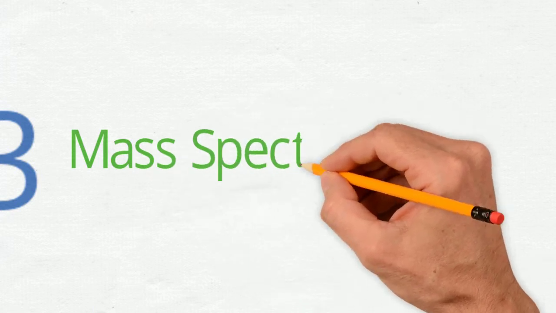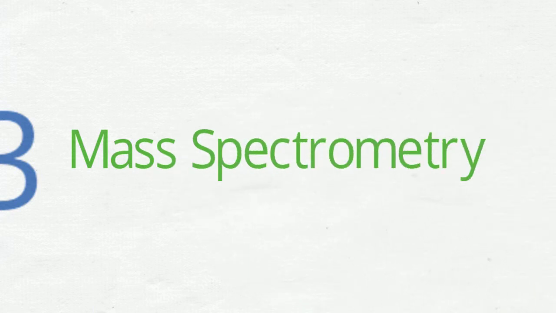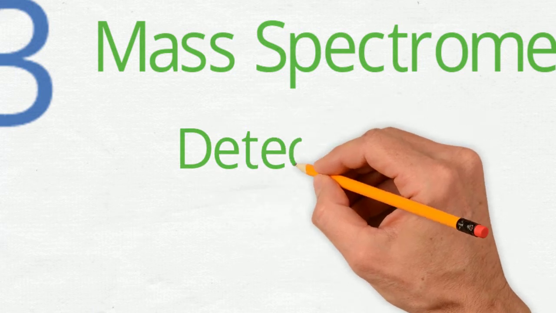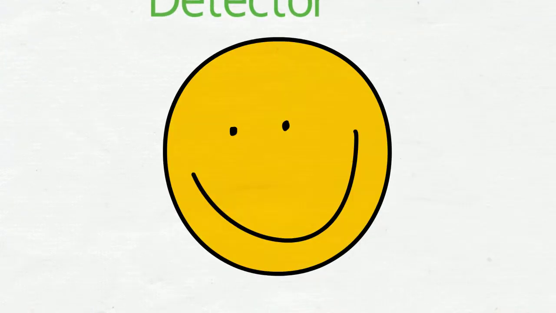And the final part, they use the mass spec system as their detector. And because of its high sensitivity, the short peptide chains can be easily differentiated.